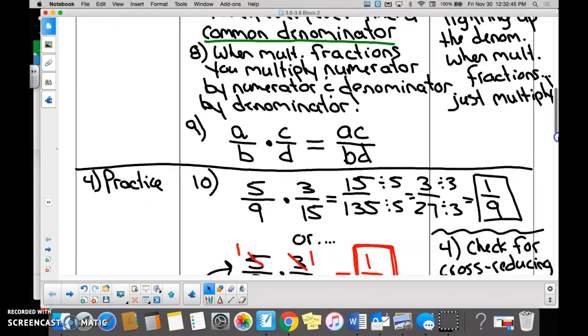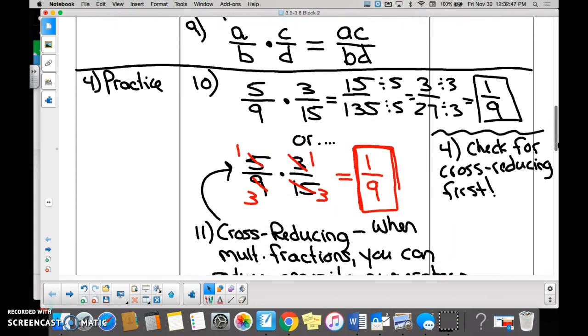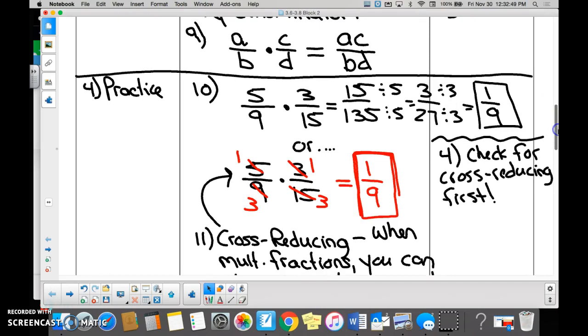Number 10. Here's your example, my favorite one. So your problem was right here. And if you solve that, eyes are up here, right? What's 5 times 3, everybody? 15. What's 9 times 15, everybody? 135. So your answer is 15 over 135, which I think all but 2 groups said was the answer.